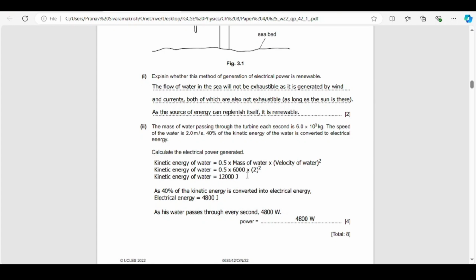It'll be 12,000 watts for the kinetic energy because we've got 6,000 kilograms of water hitting the turbine every second. So what you have here then is 4,800 joules of electrical energy every second, or 4,800 watts. So that is our answer there. That's the electrical output, or electrical power, that is generated by the system.